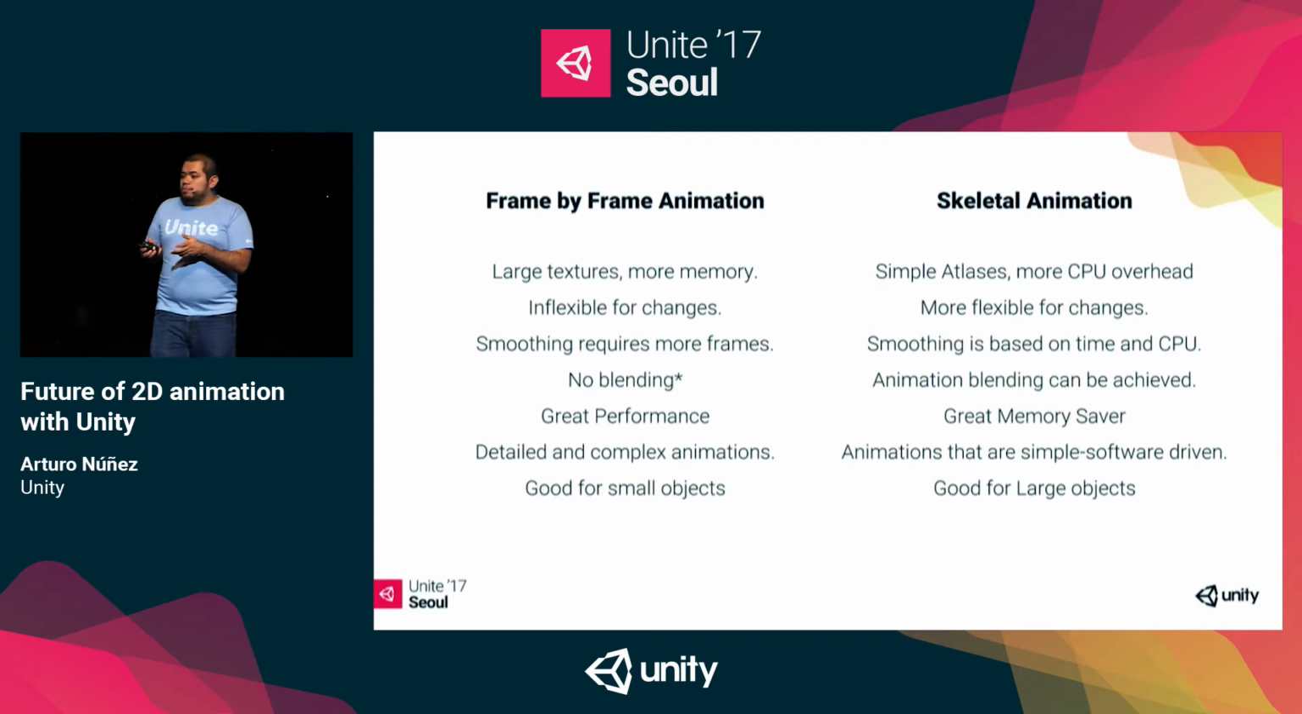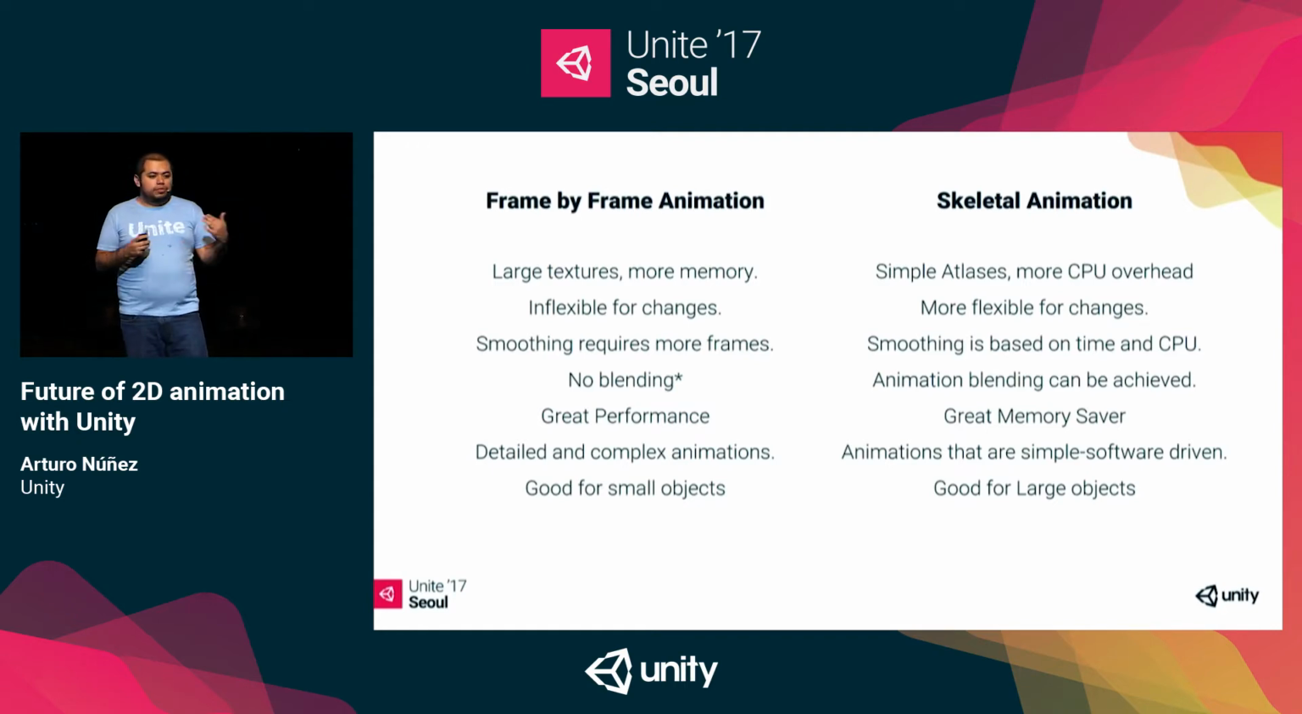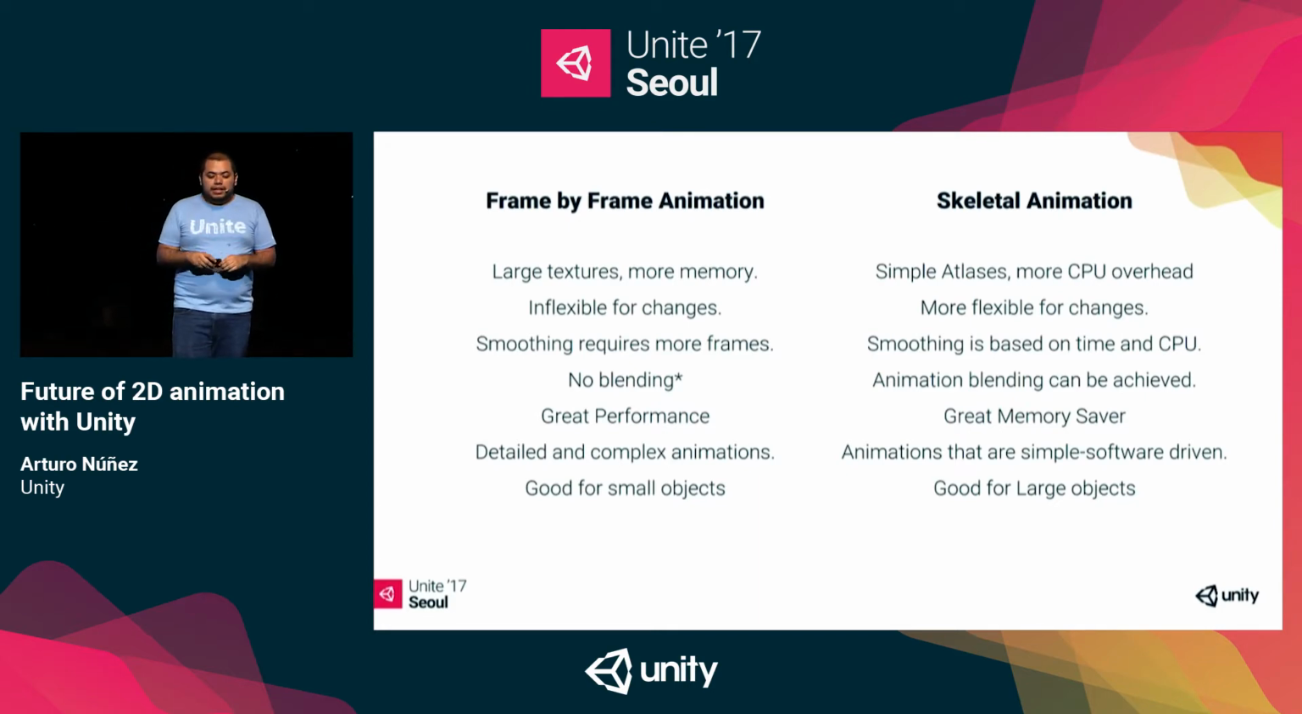Frame by frame is great for performance. Why? Because it's super optimal to just be switching the frame that we are at. We're not sending a lot of information to the CPU. On the other side, the skeletal animation is great for memory saving. And the cool thing is that we can use both, right?